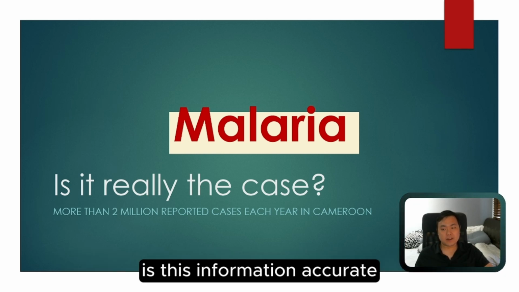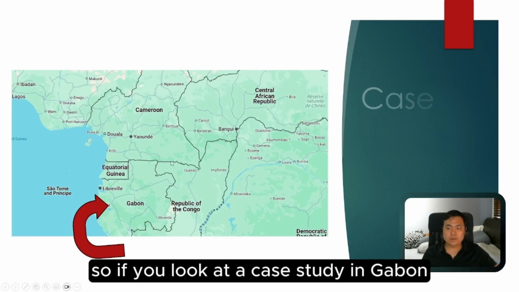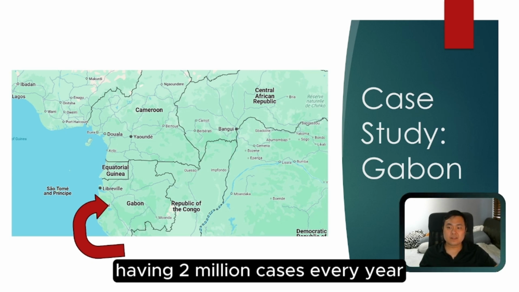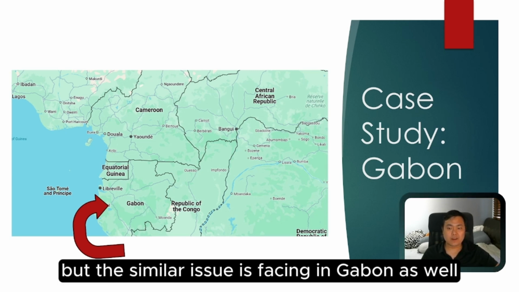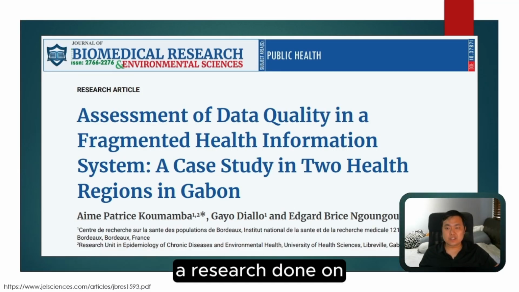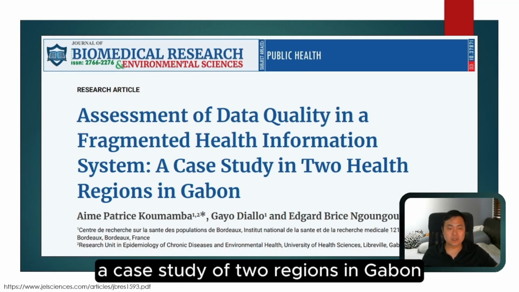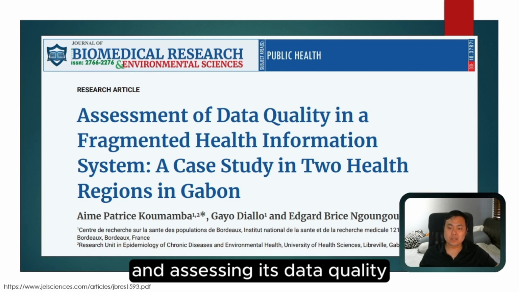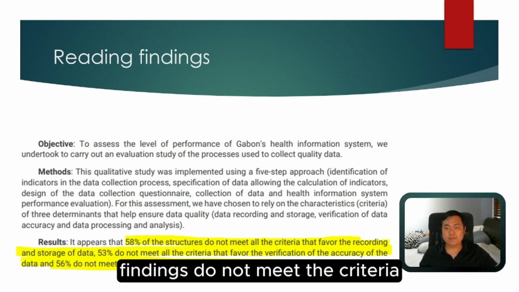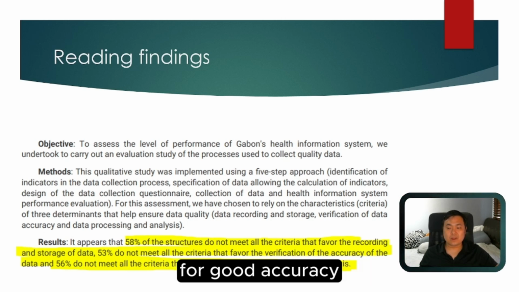Is this information accurate? So if you look at a case study in Gabon, the video was on Cameroon having 2 million cases every year, but a similar issue is facing Gabon as well. The journal article that we're looking at is research done on a case study of 2 regions in Gabon and assessing its data quality. The main result of the findings is that more than 50% of all the findings do not meet the criteria for good accuracy.